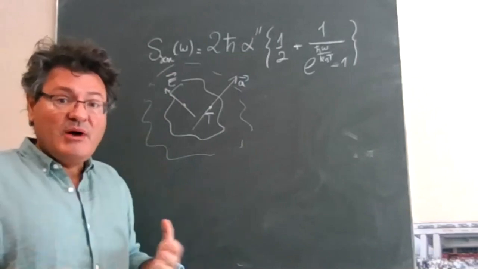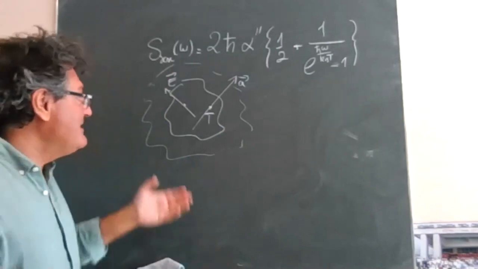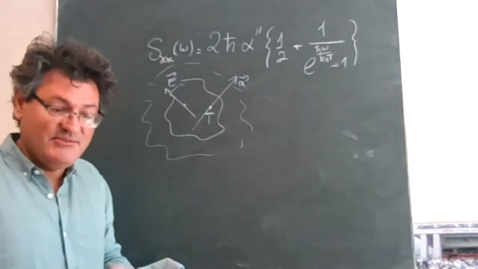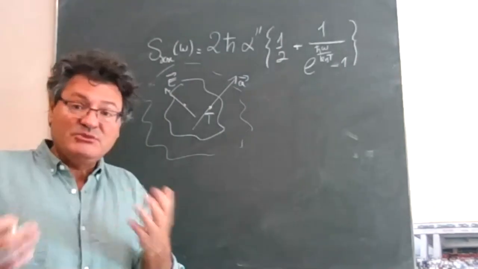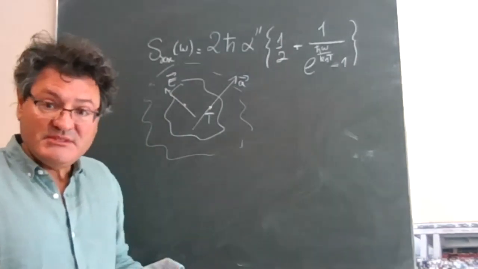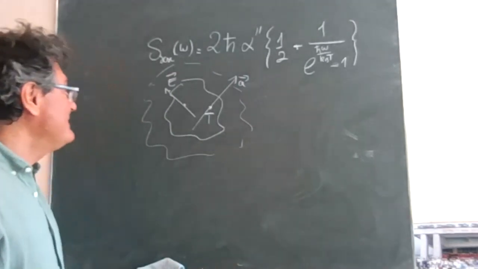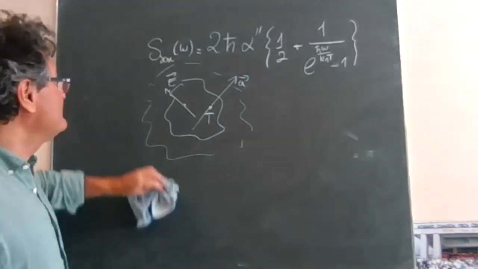Now you understand why this theorem is really important. It gives you the freedom to calculate the fluctuation related to the fact that the system is at equilibrium temperature T in many circumstances. It's a very powerful theorem.